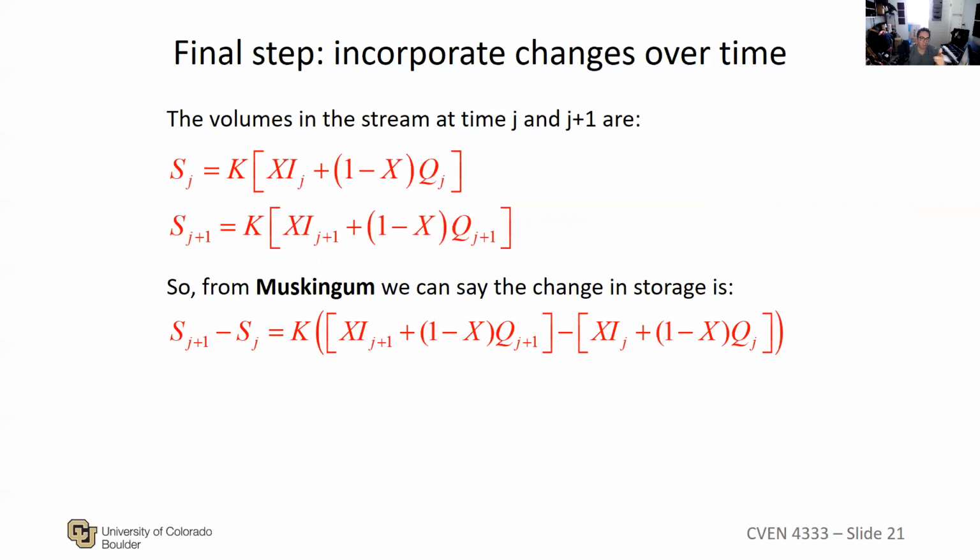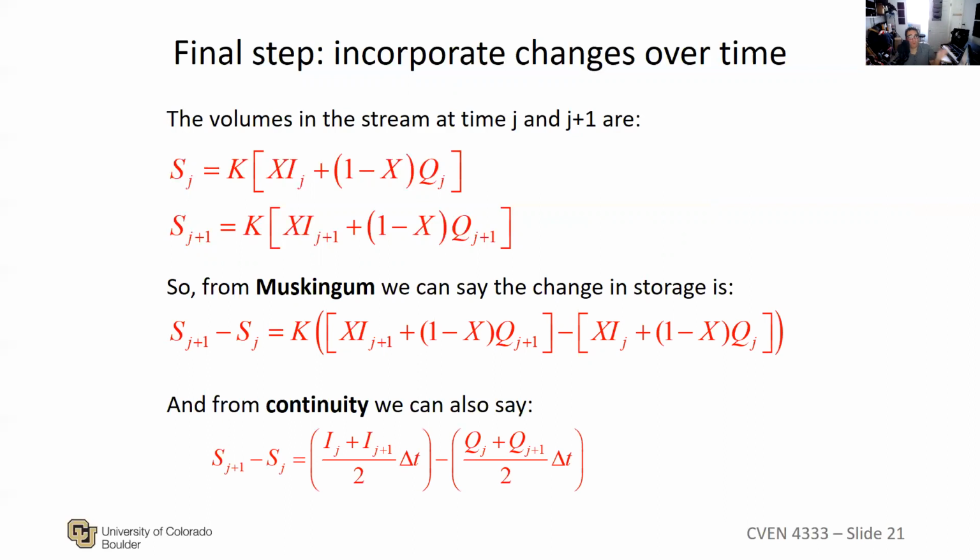And that is Sj plus 1 minus Sj. And then we bring back in continuity. We've rearranged continuity such that we have that Sj plus 1 minus Sj, and so it is the Ij plus 1 over 2 multiplied by delta t, and then the same thing for Q. Okay.